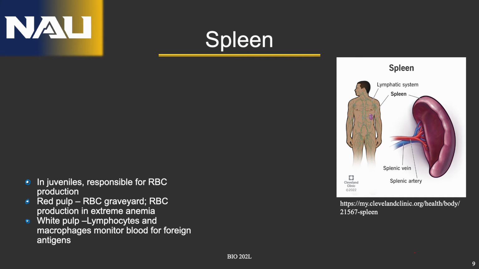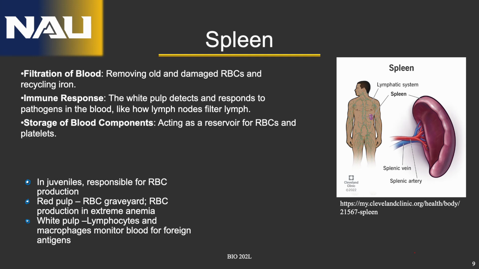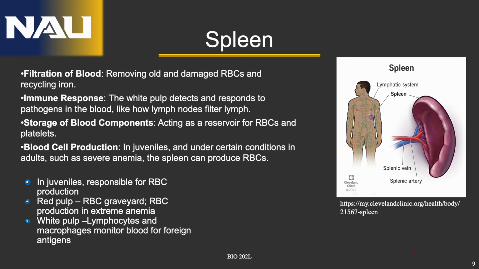The spleen is vital for filtering blood, immune response, storing blood components, and producing blood cells. So, filtering blood, it removes old and damaged red blood cells and recycles iron. For immune response, the white pulp detects and responds to pathogens in the blood, similar to lymph nodes. Storing blood components, it basically acts as a reservoir for red blood cells and platelets. And then it also helps produce red blood cells in children and adults under certain conditions like severe anemia.